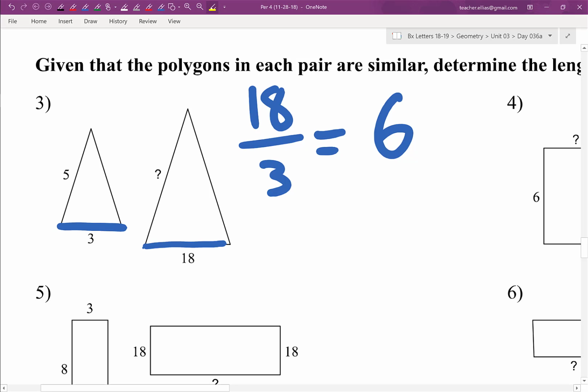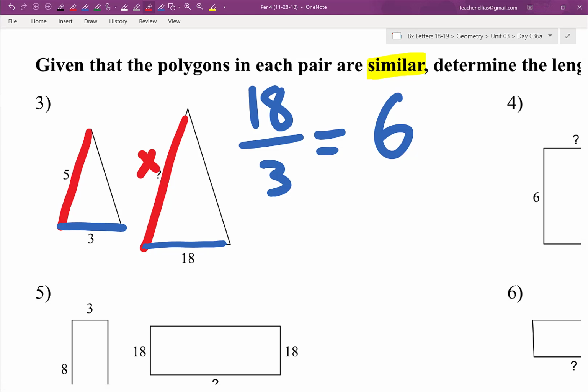Because they tell you the shapes are similar, what do you know about it? You said you did 18 over 3. What would be the ratio with the red ones? No. A ratio is a fraction. I'm saying if you did 18 over 3, what would be the ratio using the red numbers? Not the answer. X over 5. Why does it have to be X?